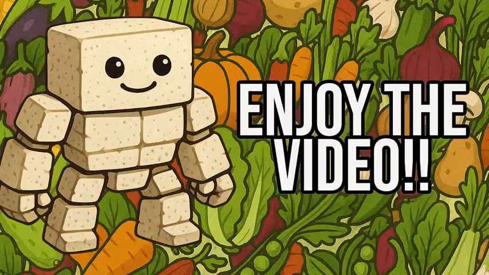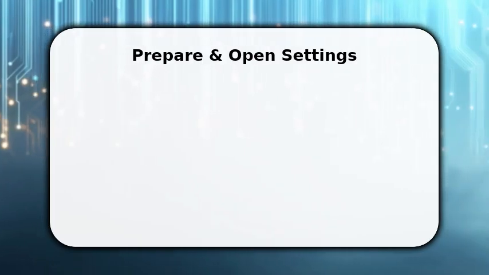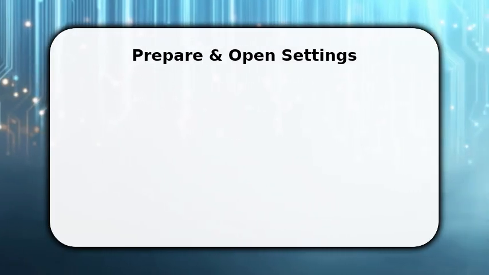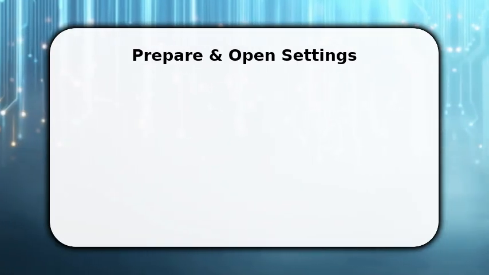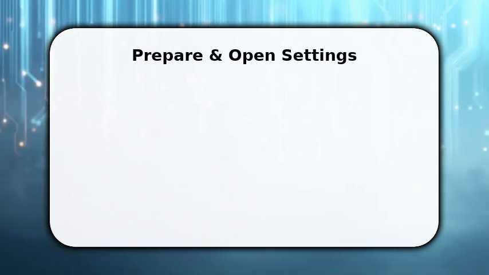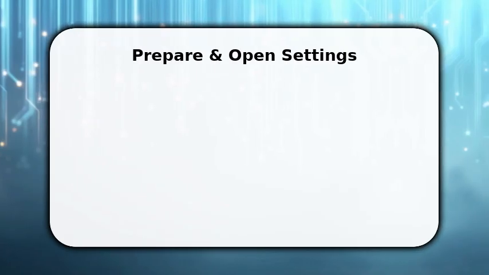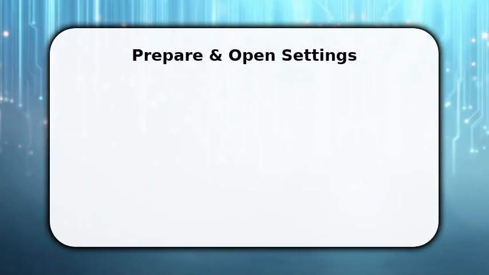Please enjoy the video. You start by making sure the phone has enough power and is unlocked. This prevents interruptions. Once done, open Settings and type Call or Home Screen in the search bar to jump straight to relevant menus. You do this because Color OS organizes customization links differently by version, so searching saves time.